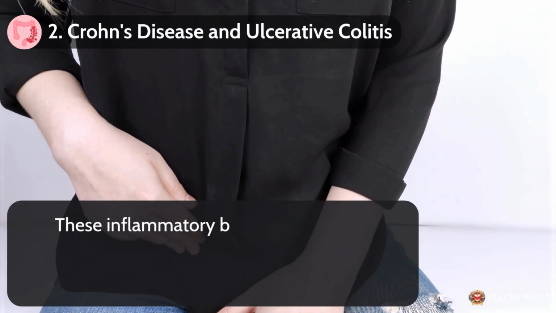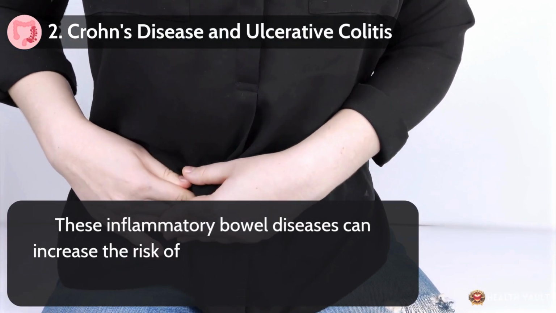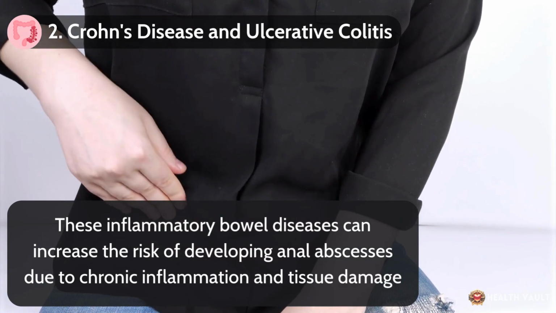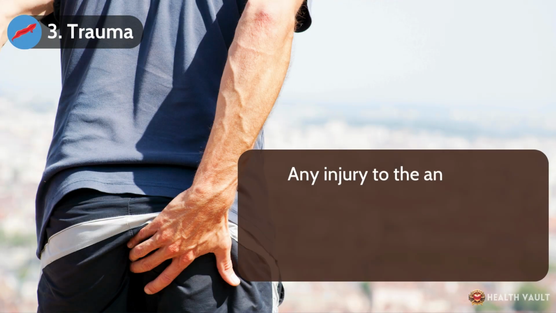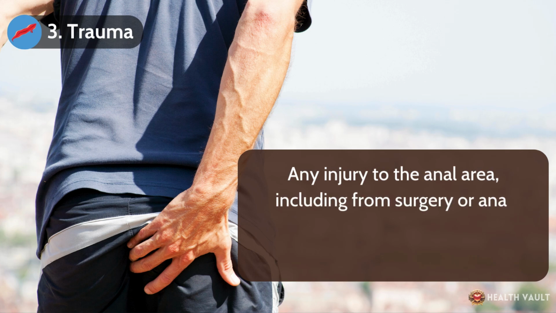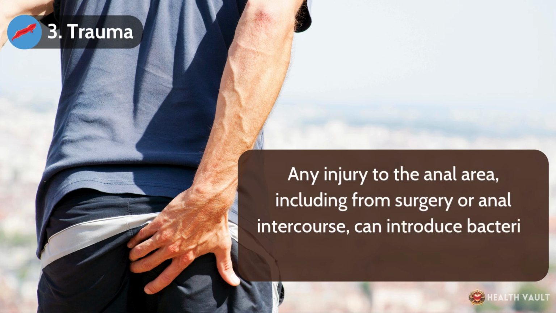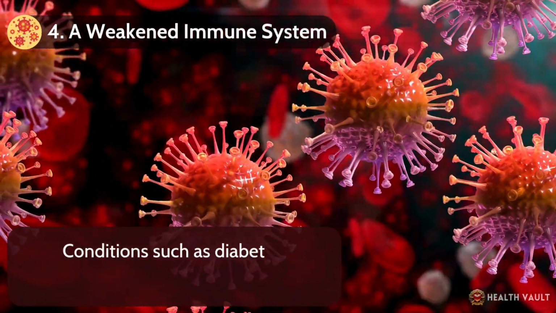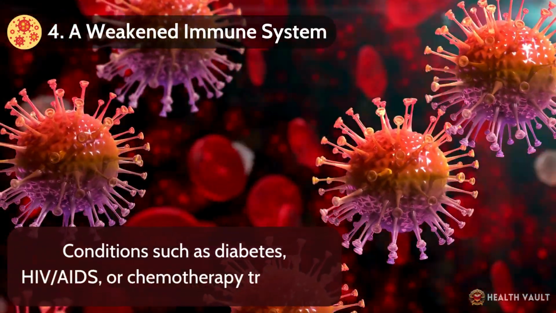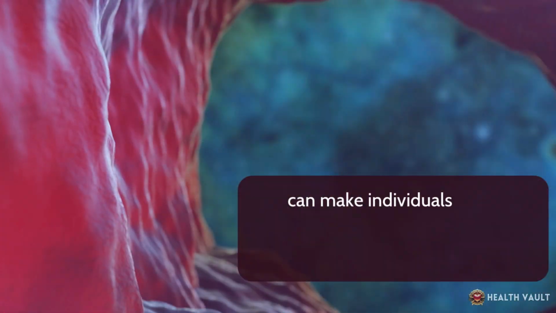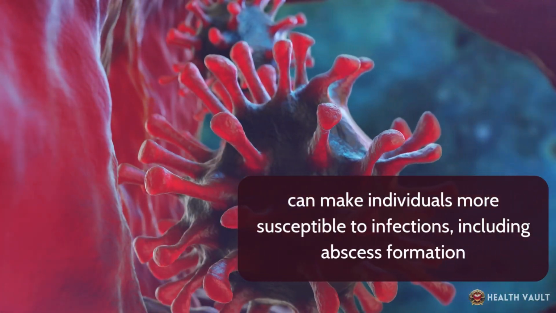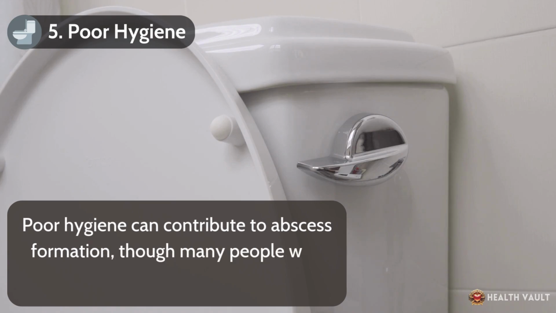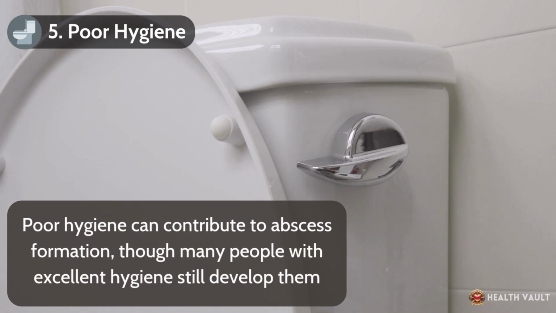Number 2. Crohn's disease and ulcerative colitis. These inflammatory bowel diseases can increase the risk of developing anal abscesses due to chronic inflammation and tissue damage. Number 3. Trauma. Any injury to the anal area, including from surgery or anal intercourse, can introduce bacteria and lead to infection. Number 4. A weakened immune system. Conditions such as diabetes, HIV or AIDS, or chemotherapy treatment can make individuals more susceptible to infections, including abscess formation. Number 5. Poor hygiene. Poor hygiene can contribute to abscess formation, though many people with excellent hygiene still develop them.